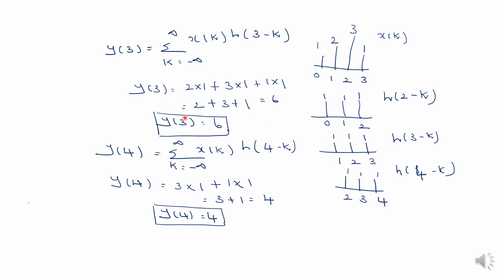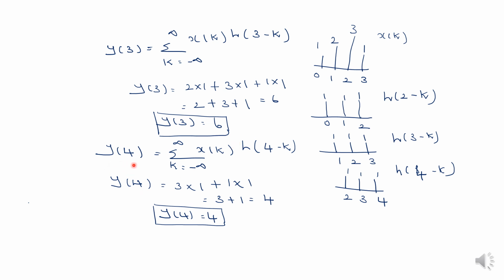Therefore, 2 into 1, plus, for k is equal to 2, the value of the sequence is 3. For k is equal to 2, the value of the sequence is 1. Therefore, it is 3 into 1, plus, for k is equal to 3, the value of the sequence is 1. For k is equal to 3, the value of the sequence is 1. So 1 into 1 is 1. So 2 into 1 is 2, plus 3 into 1 is 3, plus 1 into 1 is 1. Therefore, 2 plus 3 plus 1 is 6. So we have arrived at y of 3 is equal to 6.